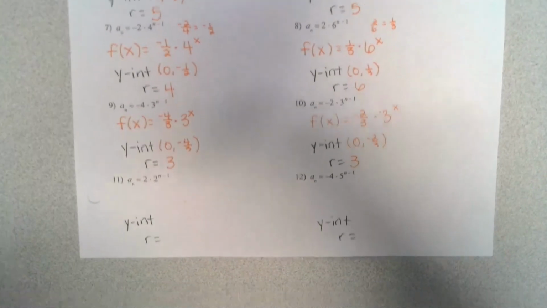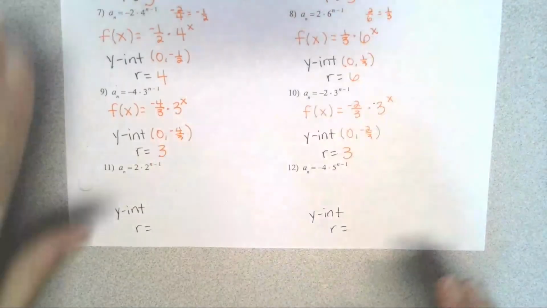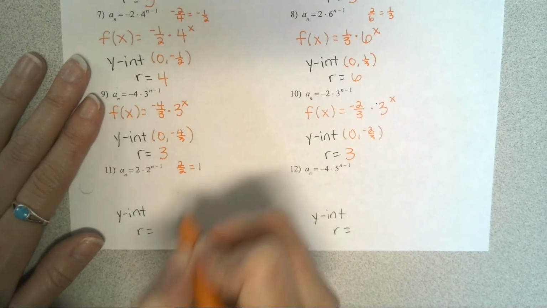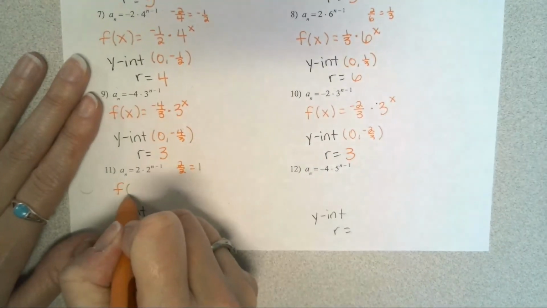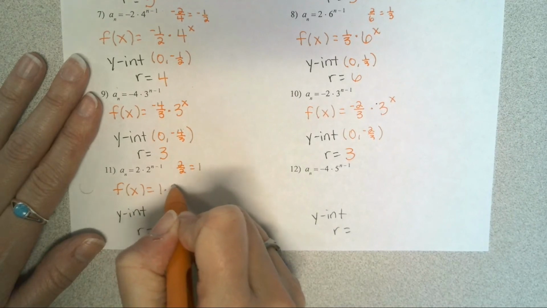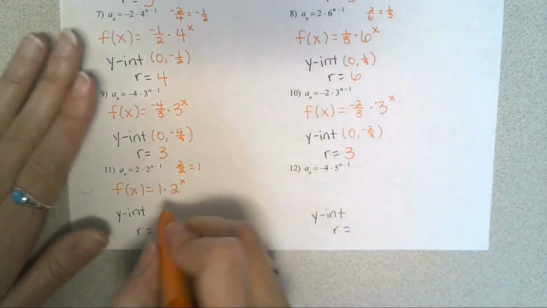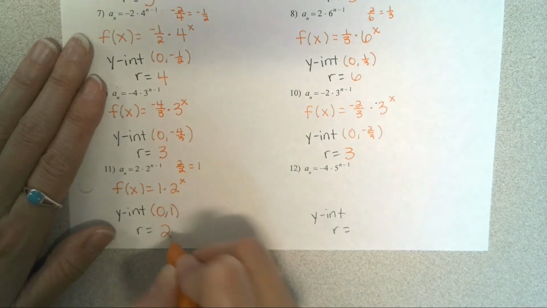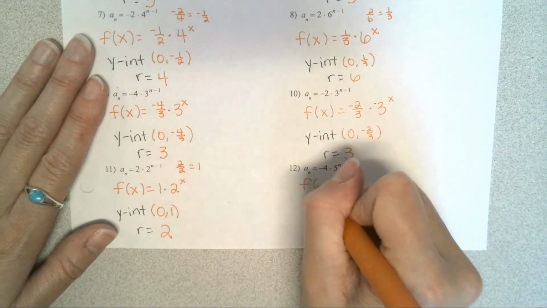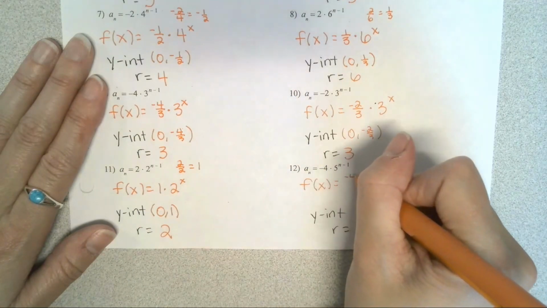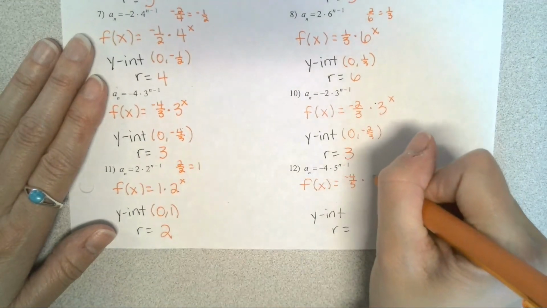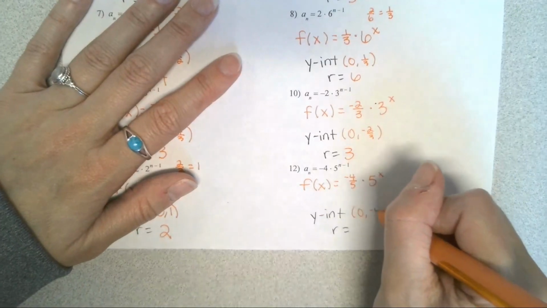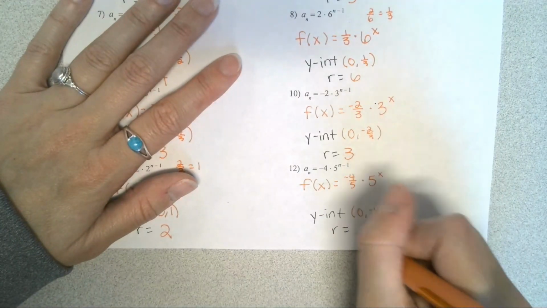This is for the last two. My y-intercept here, 2 over 2, which reduces to 1. So f of x equals 1 times 2 to the x, or just 2 to the x. Y-intercept is 0, 1, and my common ratio is 2. Last one, f of x equals negative 4 over 5 times 5 to the x. Y-intercept is 0, negative 4/5, and common ratio is 5.